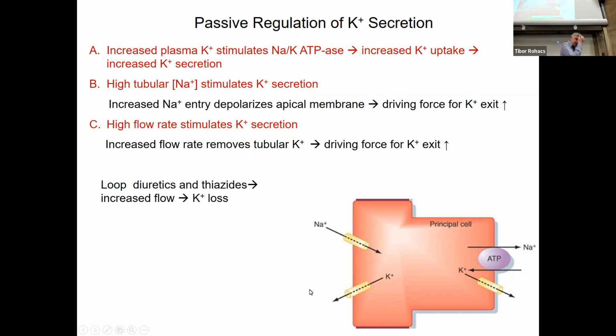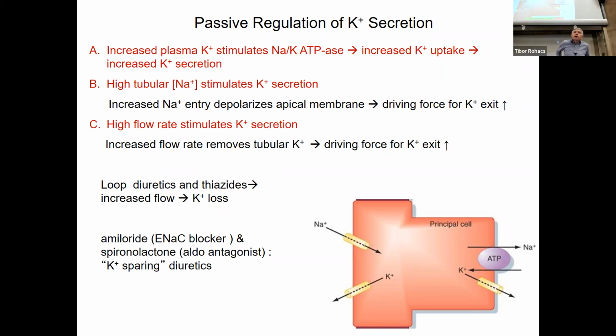And the reason why these passive influencing factors are important to know is because two different diuretics, loop diuretics and thiazides, increase potassium loss partly by this mechanism. And in the case of loop diuretics, they also inhibit a potassium reabsorbing mechanism, but thiazides don't do anything directly to potassium, but since they both stimulate sodium concentration and stimulate flow rate, therefore thiazides also lead to potassium loss.